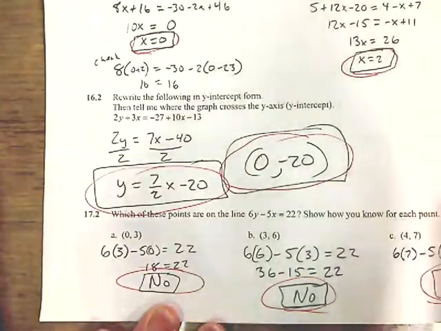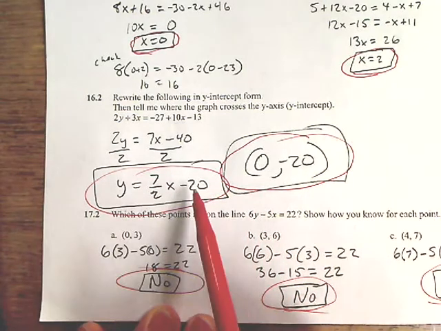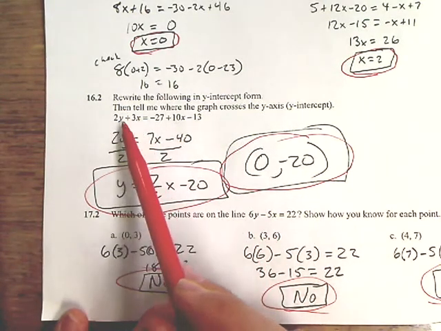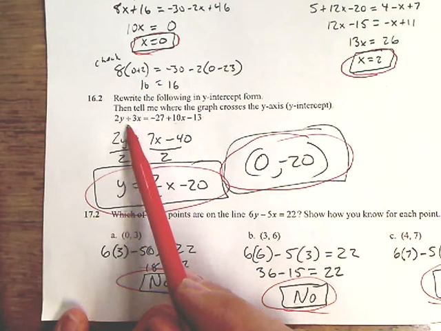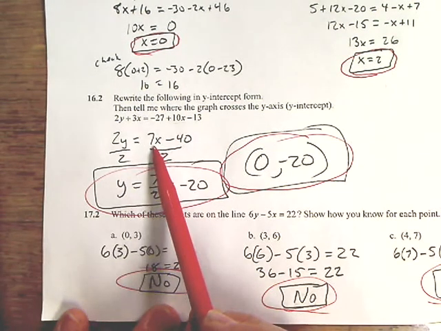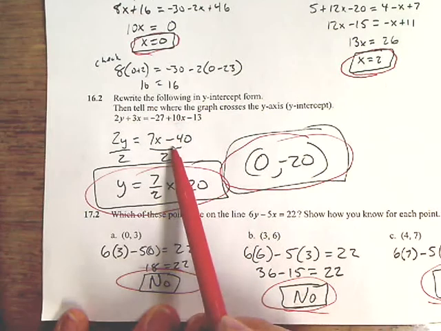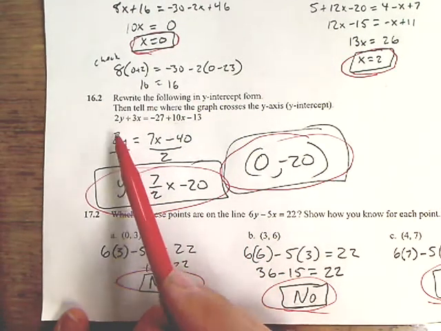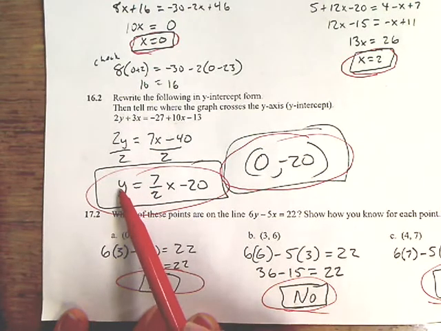Next one. If you need more time, just hit pause and you can look at each step. I showed each step. I'm getting y by itself, so I got rid of the 3x, subtract 3x from both sides. That's why it's a 7x now. Combine the like terms. It's negative 40. Get the y by itself. I want a 1y, so 2 divided by 2 is 1. We don't write the 1 because we're lazy.